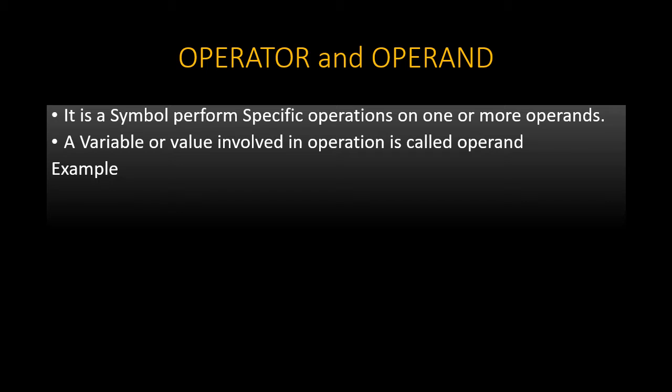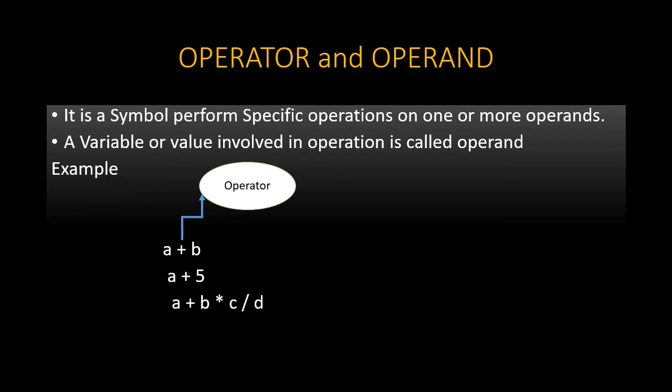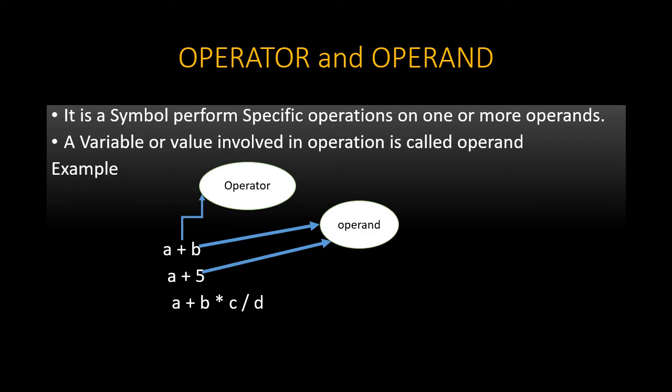So the example here: a plus b, a plus 5, and a plus b star c division d. Three expressions are given. Here the symbol plus in the expression a plus b is an operator, and the variables a, b and the value 5 are called operands.